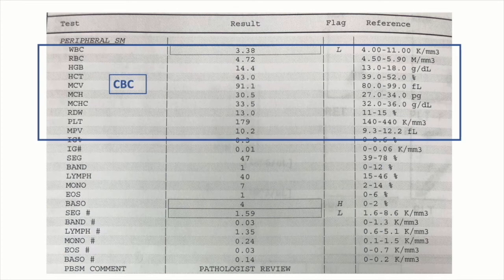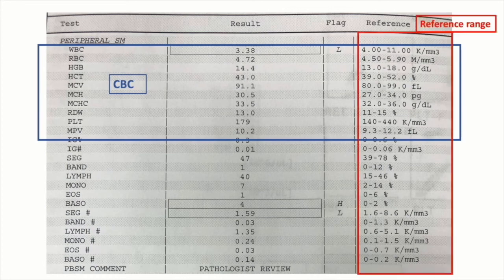The CBC includes the white blood cell count, the red blood cell count, the red blood cell indices, and the platelet count. On the right side of the report, we see the reference ranges for each of these parameters. It's important to note that the reference range will vary slightly between laboratories and will also vary with the patient's age. For example, an MCV of 115 femtoliters may be normal in a neonate, but it would be markedly macrocytic in an adult. The age-appropriate reference ranges will be included on every report.